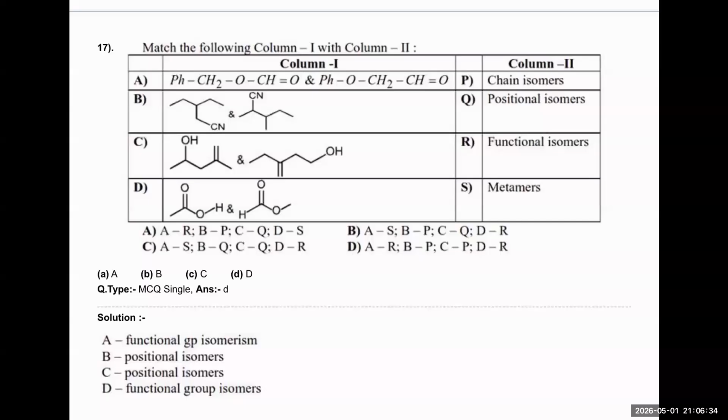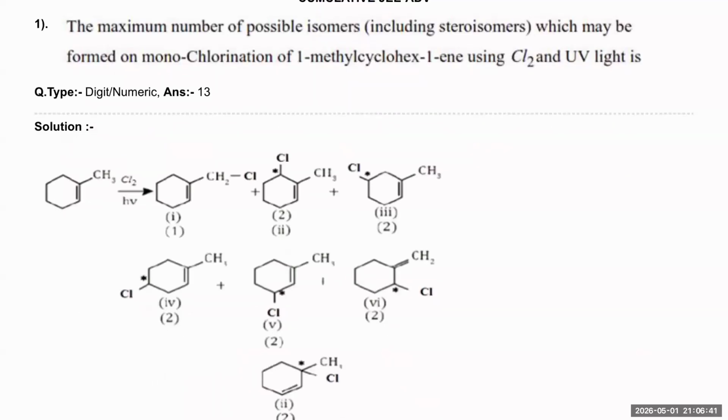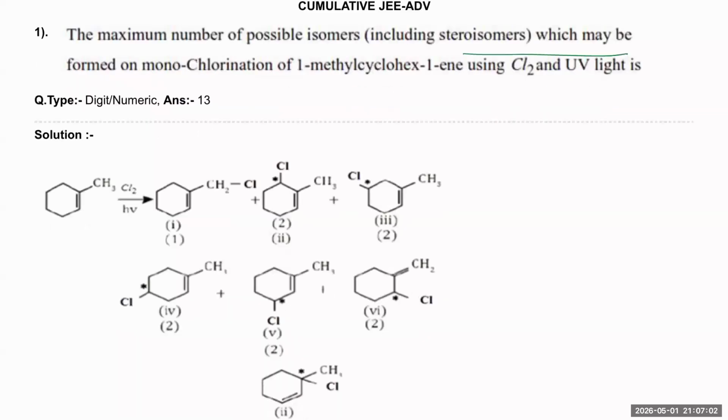Right. Now, let's see the next paper. See the first one now. Check out: the maximum number of possible isomers, including stereoisomers, which may be formed on monochlorination of 1-methylcyclohexene with chlorine, and so. Okay.